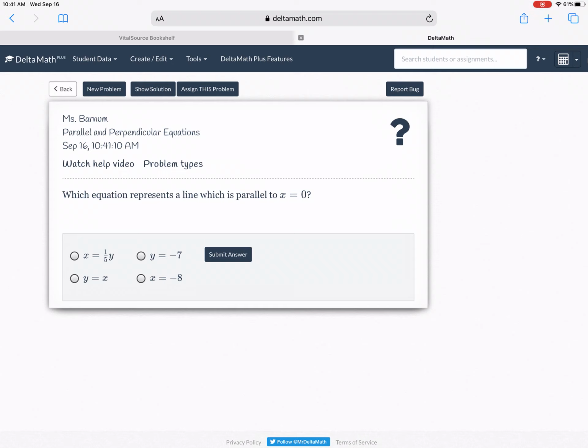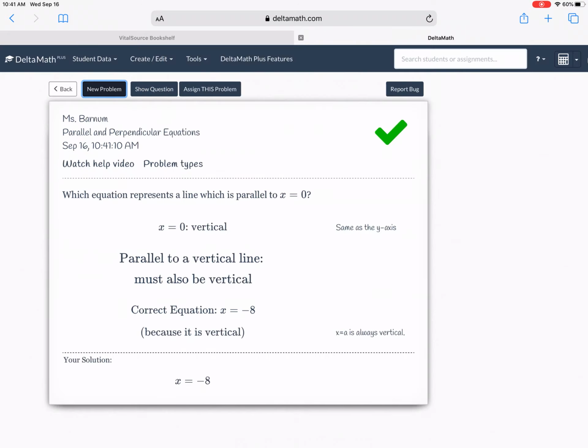Okay, so where it says parallel, that means I'm going to need it to be the same vertical direction. So that means the answer should be x equals -8.